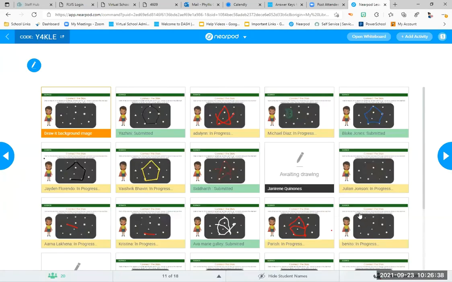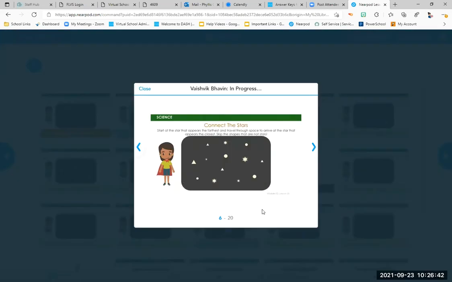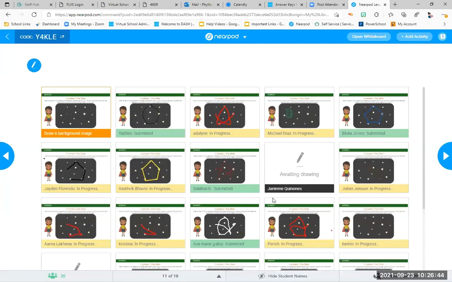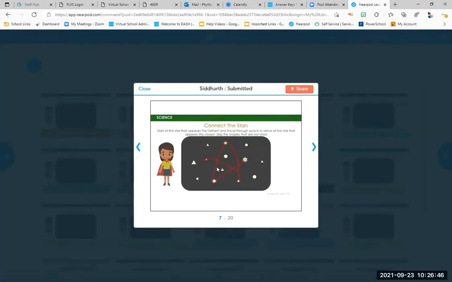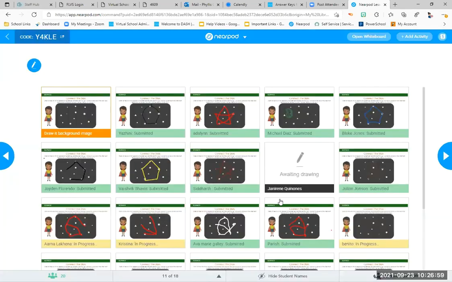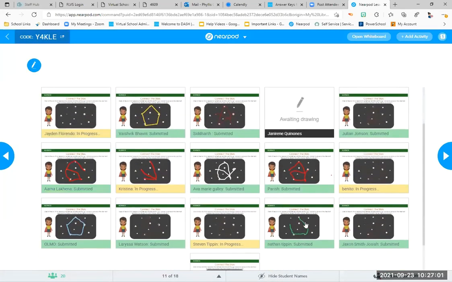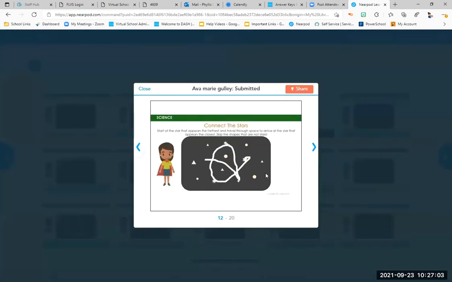Beautiful. Let's see how we do. Look at that. It's kind of hard to do. Oh, look at the shape we made. Oh, she's working on it. Okay, hold on. Let's look at Siddharth. Oh, look at this. So yes, he's going to try to travel from the tiniest, farthest away and make his way. Oh my goodness, it does make a star. It's great. Beautiful. Let's look at Ava's.